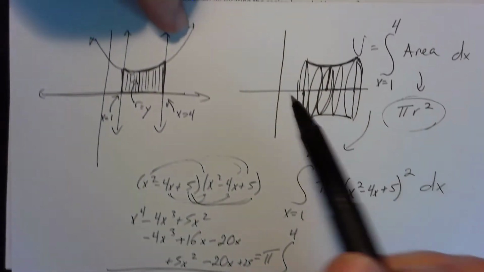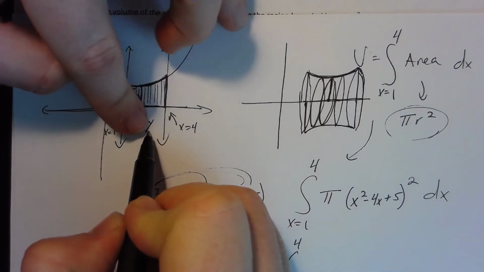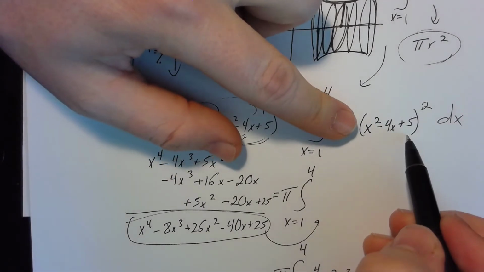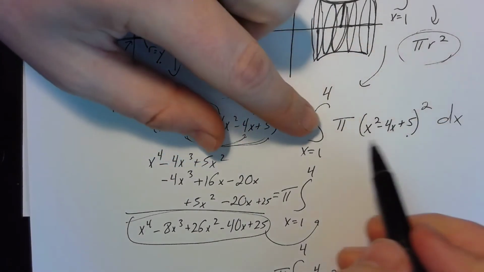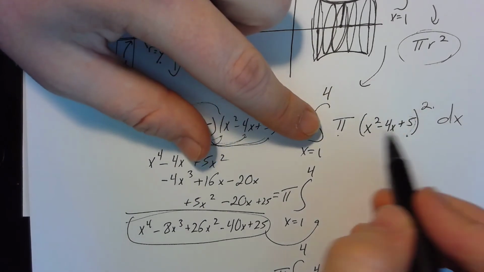My r ends up being, based on the way that I cut it, vertical values of y, and that y correlates to the function of this quadratic. Given that I have to do pi r squared for my formula, I have pi, there's my r, which is the function, squared, and I must FOIL that out.